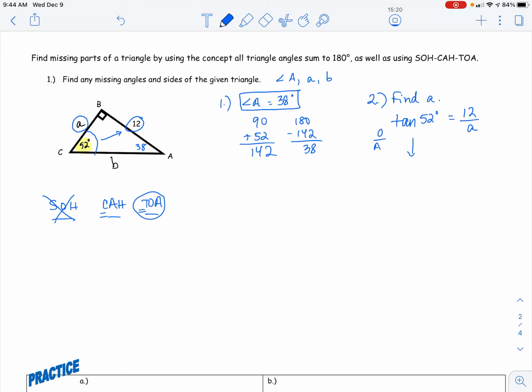So let's find the tan of 52. Tan 52, put it in your calculator. Let's see what you come up with. Put in 52, hit tangent. And you should get 1.2799 and so on. We're going to round that to the nearest second decimal place, so we're going to raise it up to 1.28. That's what tan 52 is.